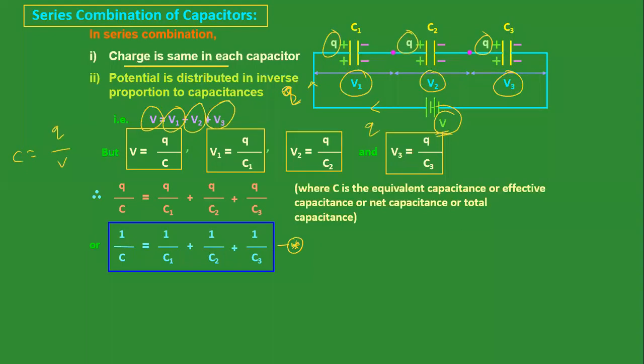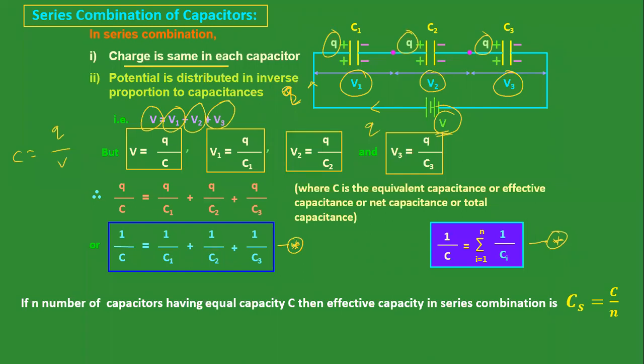Now this is the general formula. When three capacitors are used, this is the formula. If it is 4, then plus 1 by C4 we can add at the end. So in general, 1 by C is equal to the summation of 1 upon Ci, where i varies from 1 to n. This is the formula of capacity in series combination.